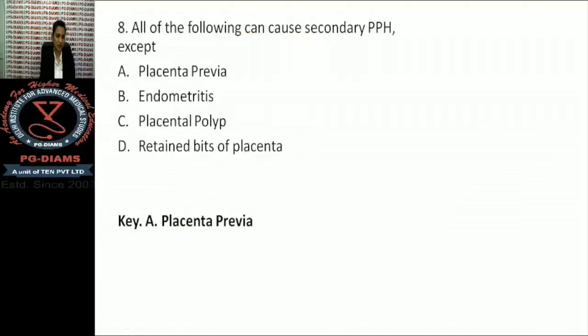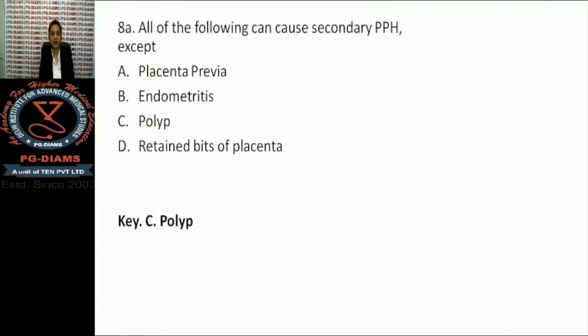Now if the option did not have placental, if there was only polyp, then I would mark polyp, because a gynecologic polyp, the endometrial and mucosal polyp, will hardly ever cause secondary PPH. If the question does not mention placental polyp, please mark polyp as the answer, because polyp does not cause secondary PPH, it causes menorrhagia or the gynecologic bleeding, intermenstrual bleeding. Then placenta previa may cause, because placenta previa is associated with placenta accretas in most of the cases. So by exclusion here I would mark polyp.